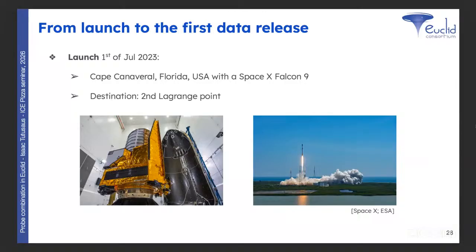Good. Let me just go to the last part of the talk, which is, okay, Euclid's been launched almost 3 years now already. What has happened? Well, the launch was the 1st of July, 2023, from Cape Canaveral in Florida, with a SpaceX Falcon 9 rocket. And Euclid is orbiting the second Lagrange point together with James Webb, Gaia, and plenty of people. This is the very last picture that was taken from Euclid before launch. And this is the launch that was really very successful, and we have a lot of fuel left.